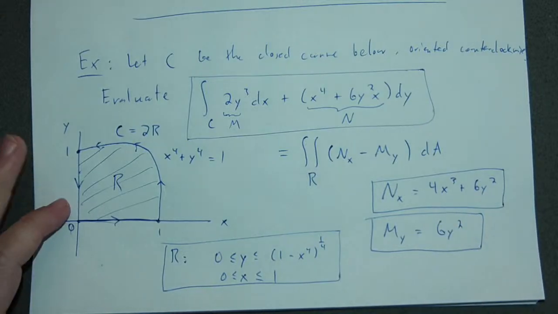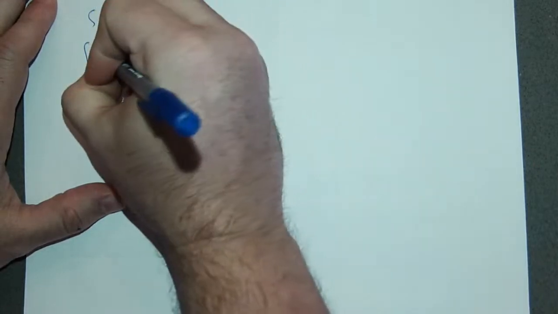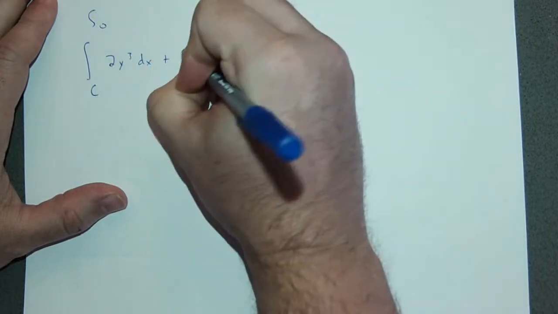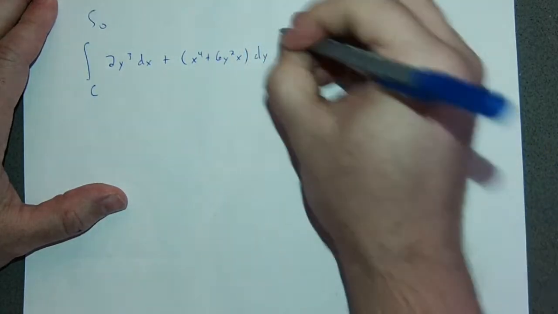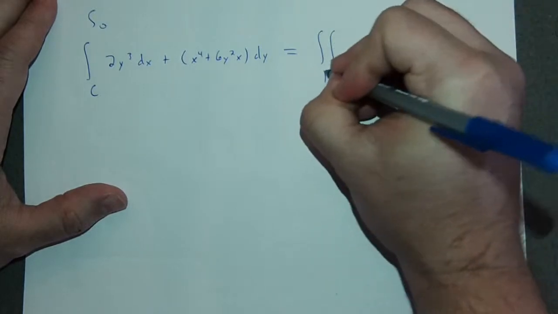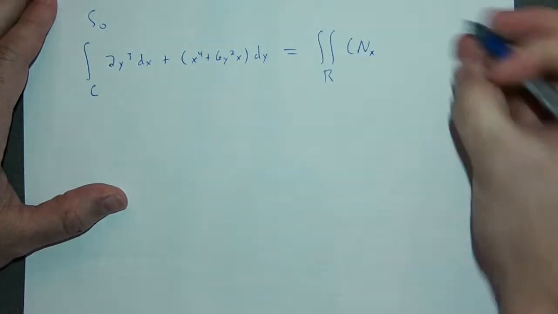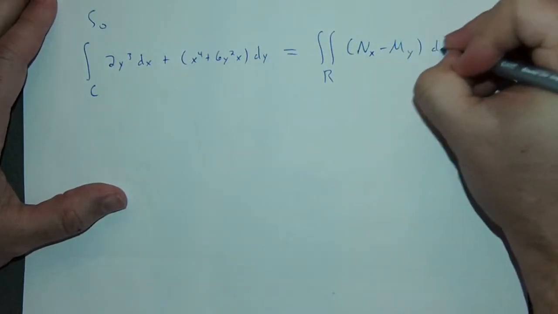Right? And so, let's rewrite this. So I have the line integral over my curve C, described like that, of 2y cubed dx plus x to the fourth plus 6y squared x dy is, by Green's theorem, so this equality is Green's theorem, the double integral over R of the x partial of N, being this second component function in the vector field, minus the y partial of M, that's my first component function, dA.